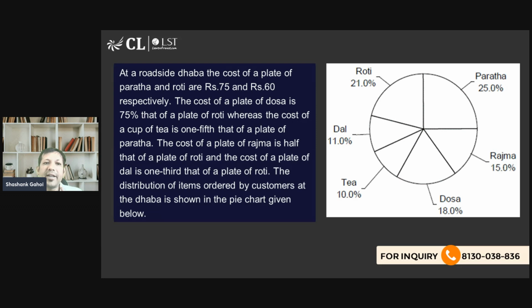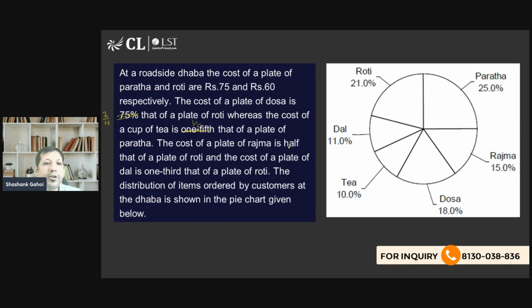So basically, it says at a roadside dhaba, the cost of a plate of parathas and rotis is 75 and 60 rupees. The cost of a plate of dosa is 75% of the plate of roti. When I read it as 75%, I'm not going to take it as 75%, I'm going to read it as 3/4. Instead of reading the values in terms of percentage, it's always easy to calculate in terms of fractions, right? And it says that the cup of tea is 1/5 of the plate of paratha. So 1/5.